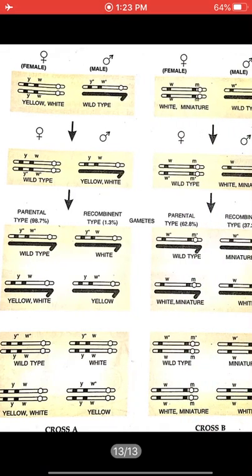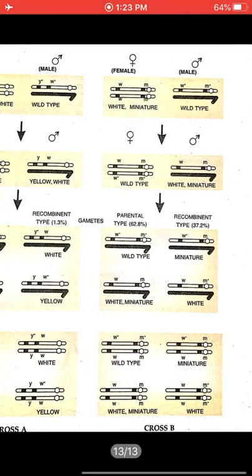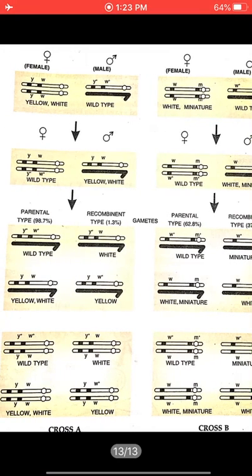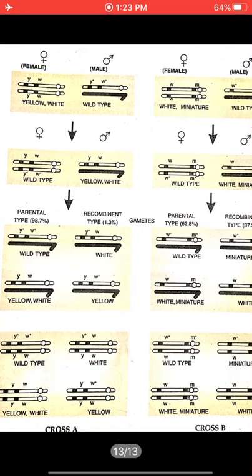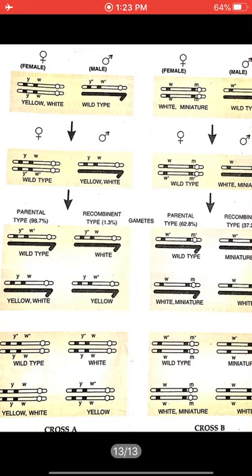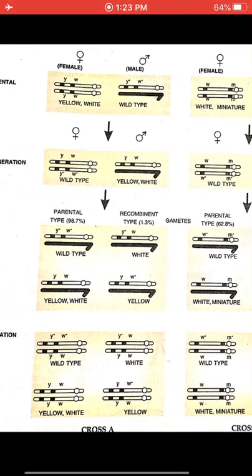In this case the female has white miniature, meaning W and M, but the male, as it is heterogametic, has W dash and M dash. Now they are forming gametes. The gametes have been formed, and now this is the F1 generation.